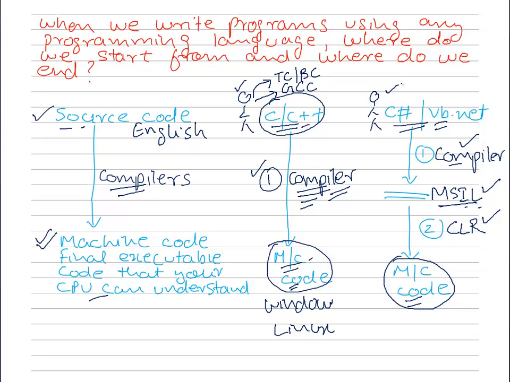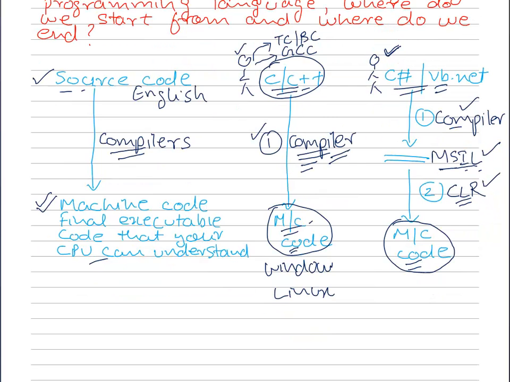But in case of using .NET technologies, the user is free of all these burdens. The user has to just write the source code in C#, compile it, and generate the intermediate language. All the other burden is taken by the CLR. Right. Now let's understand this in more details.